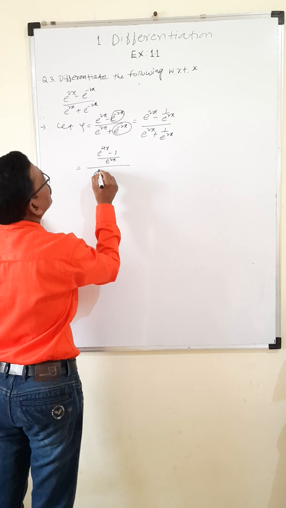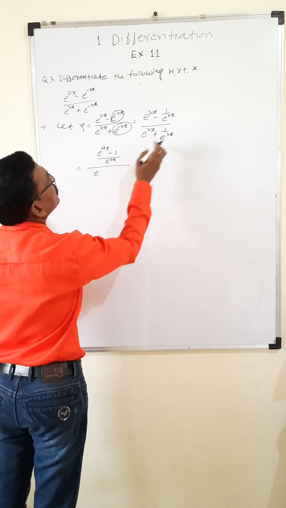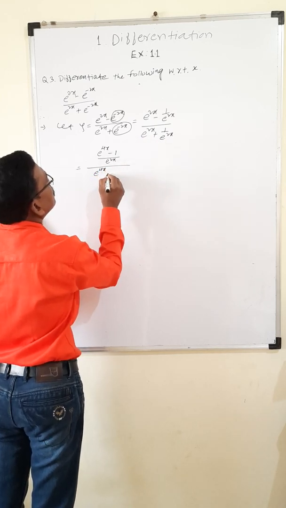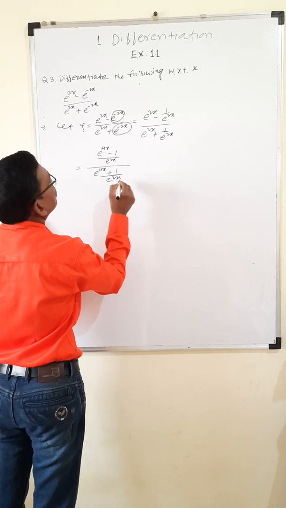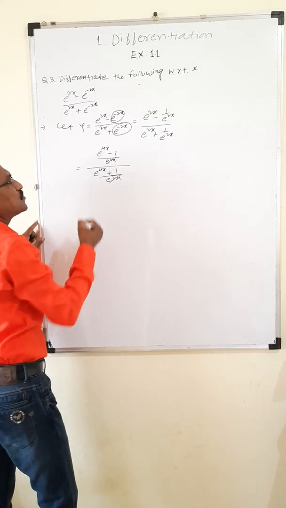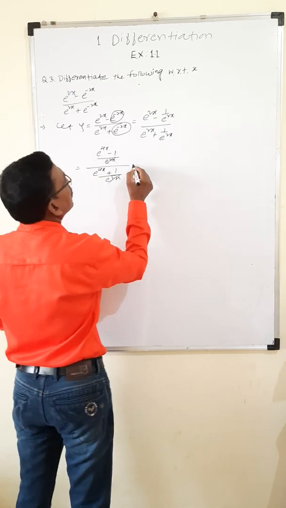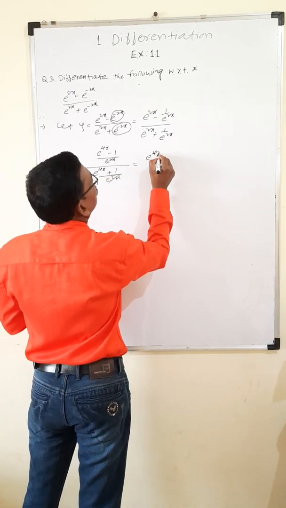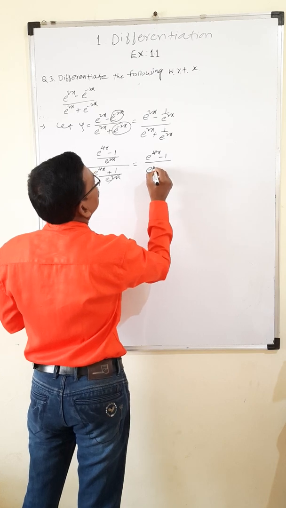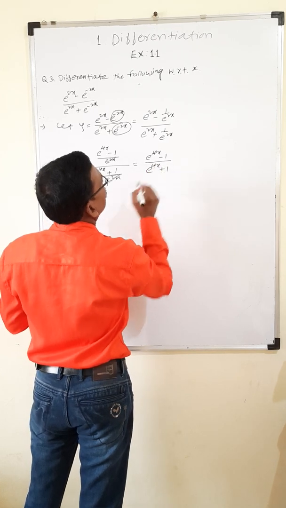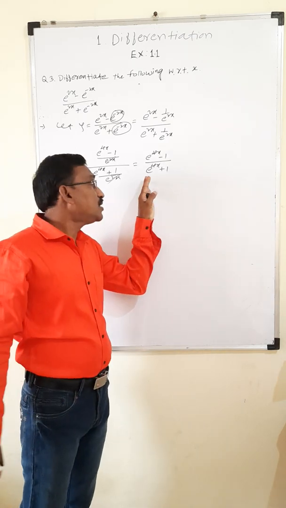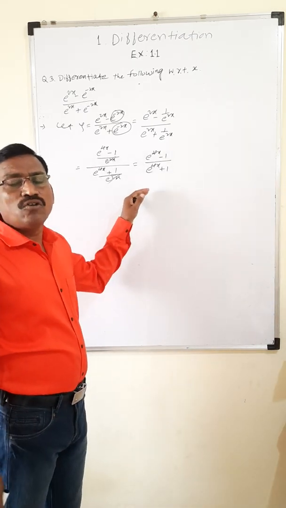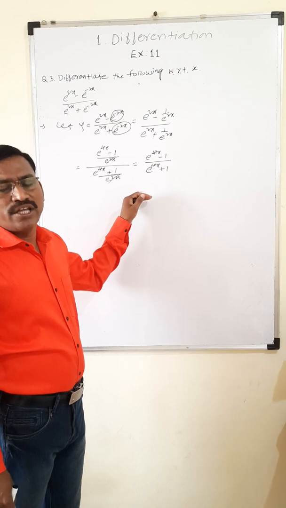Same way in the denominator also, e raised to 2x into e raised to x is e raised to 4x plus 1 whole divided by e raised to 2x, and here e raised to 2x will get cancelled. It is equal to e raised to 4x minus 1 upon e raised to 4x plus 1. So observe that here we use the derivative of u by v, the quotient rule.